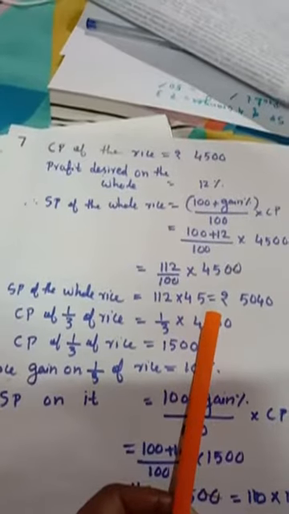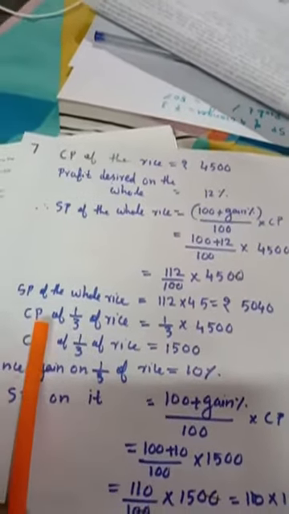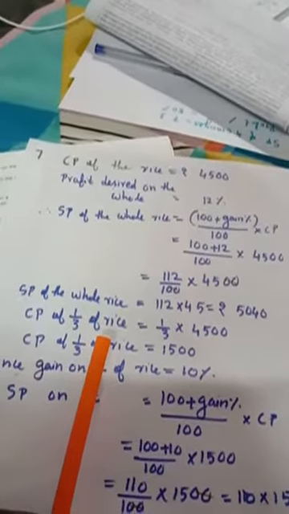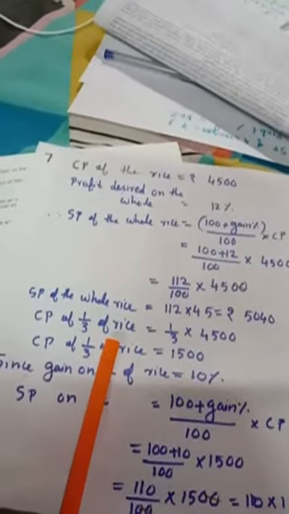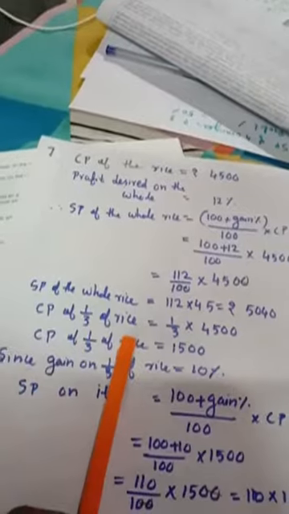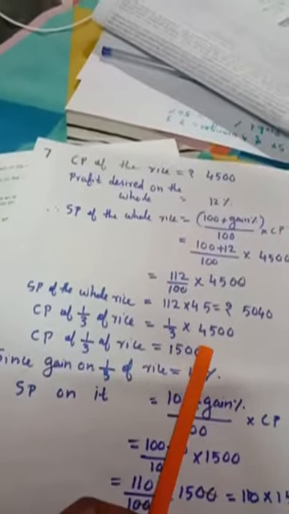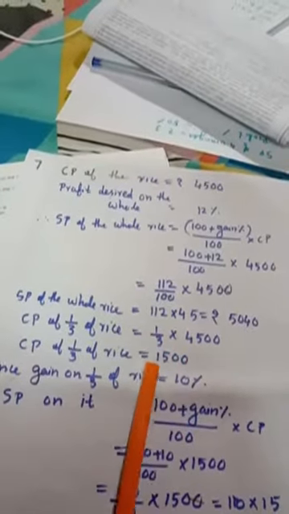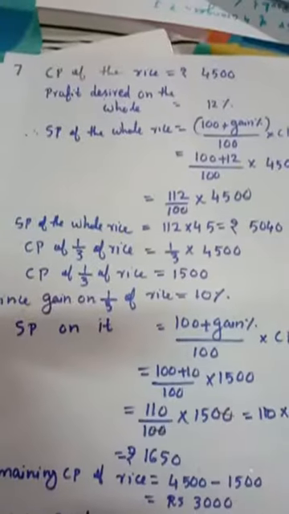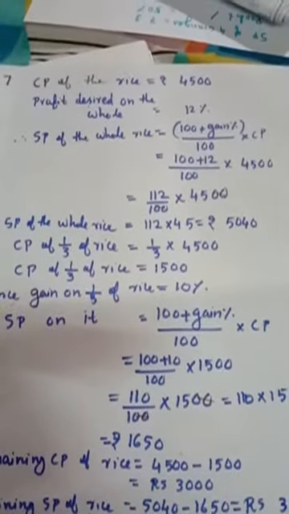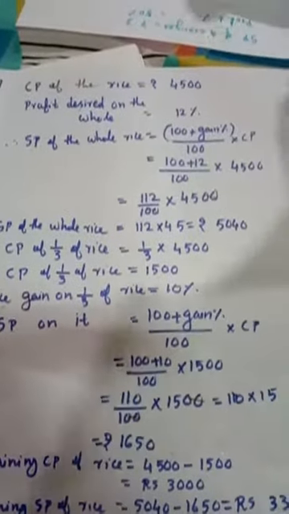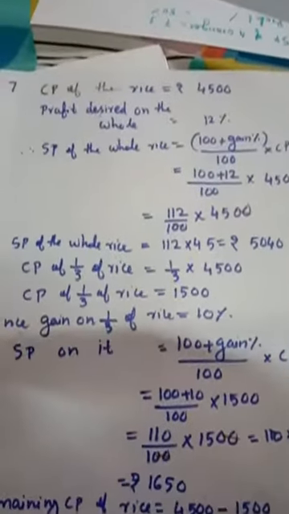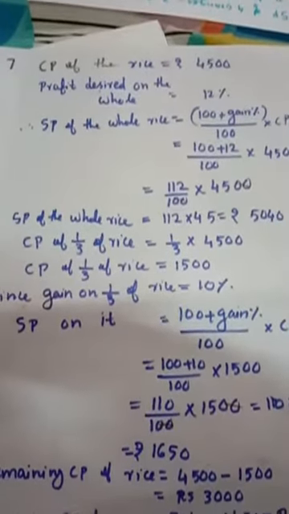Okay, rupees 5,040. Now we need CP of 1/3 of the rice, since only 1/3 of the rice he sold. So CP of 1/3 of rice is 1/3 into 4,500. 3 and 45 get cancelled, 15 times, so 15 into 100, that is 1,500. CP of 1/3 of rice is equal to 1,500.